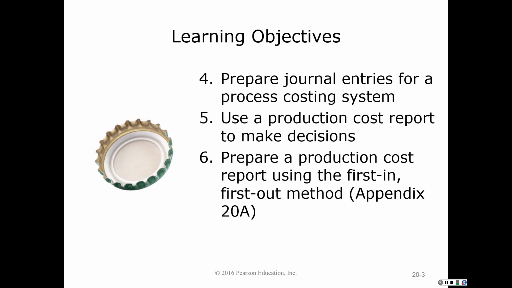as well. The journal entries for process costing are a little different than in job orders, so we'll take a look at those as well. And more importantly, we'll look at how we use the information flowing through these processes to make wise decisions. Once again, if we have time, we will look at the FIFO method in your appendix.